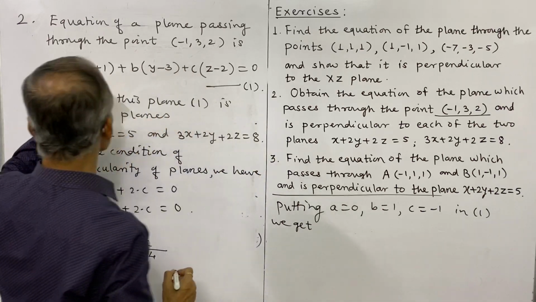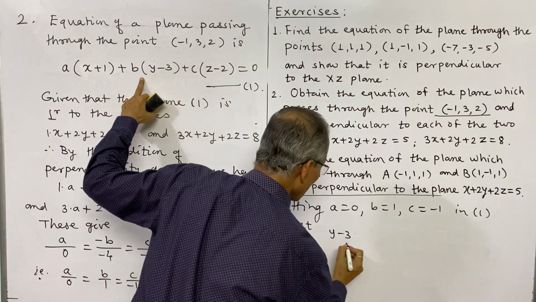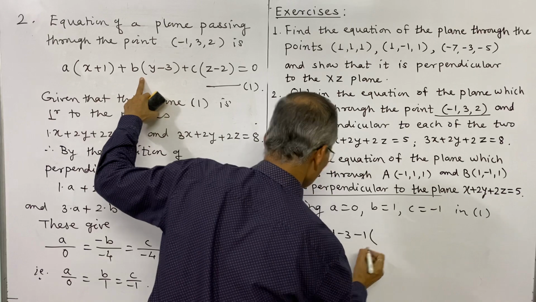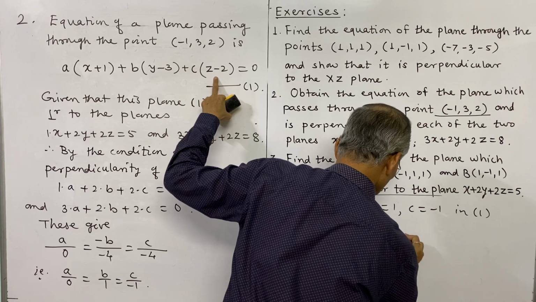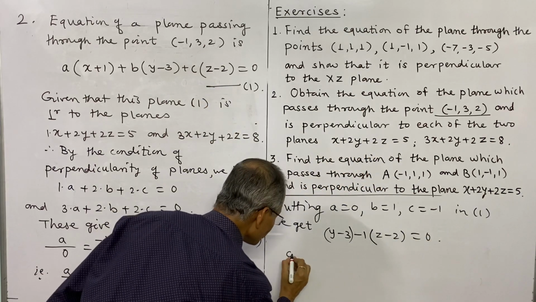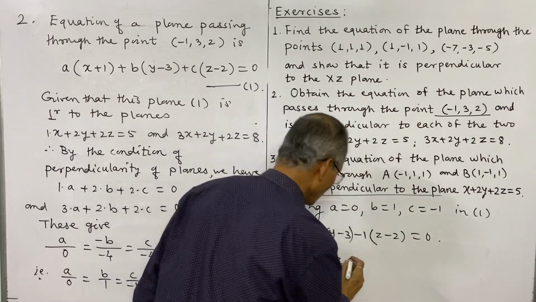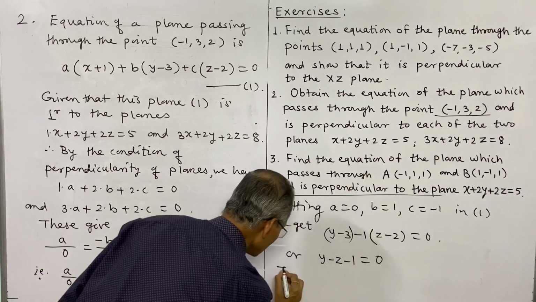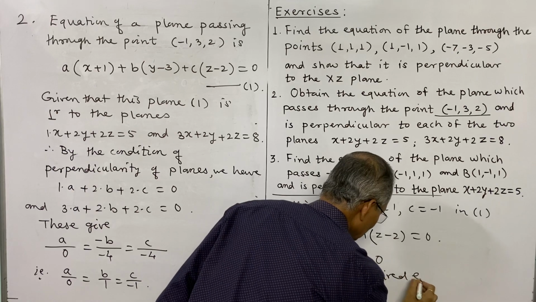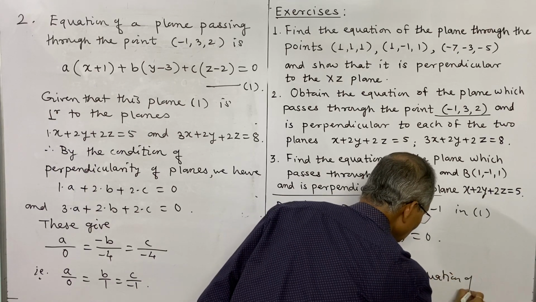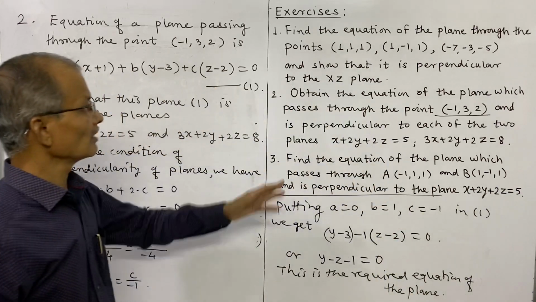see, A is 0 means this part is 0, and B is 1, that is y minus 3, and C is minus 1, and that is z minus 2 is equal to 0, or y minus z, and this is minus 3 plus 2, minus 1 is equal to 0. So this is the required equation of the plane. Thus we have solved the second problem also.